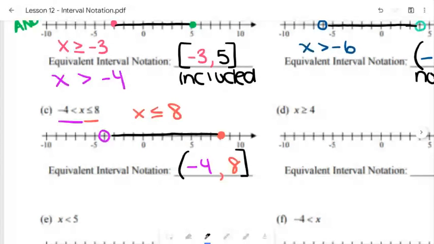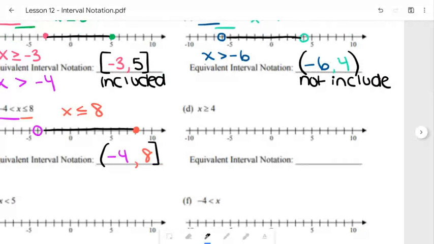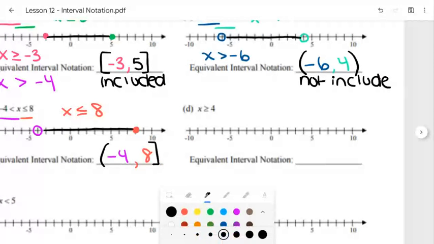Because on the left, x is greater than -4. So parentheses go with the greater than or less than. The bracket goes with the or equal to. So we'd be good. Now in D, we don't have a compound inequality because there's only just one.